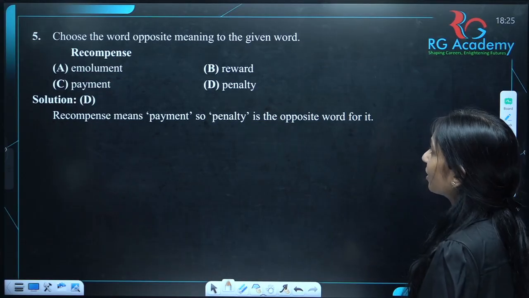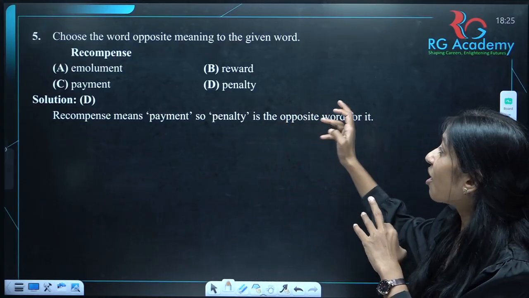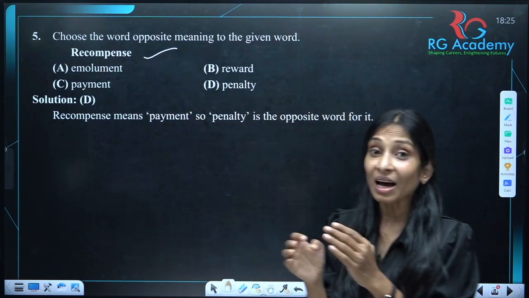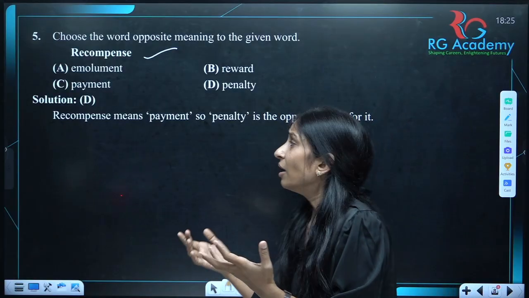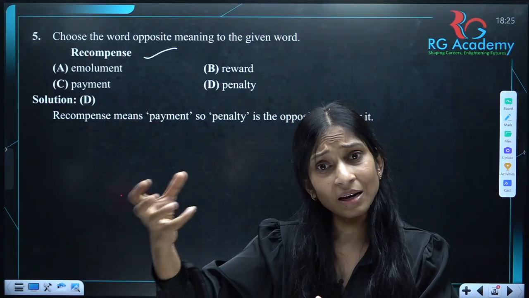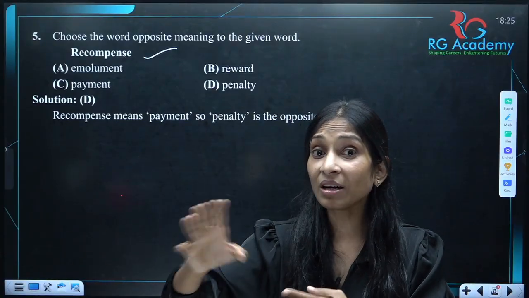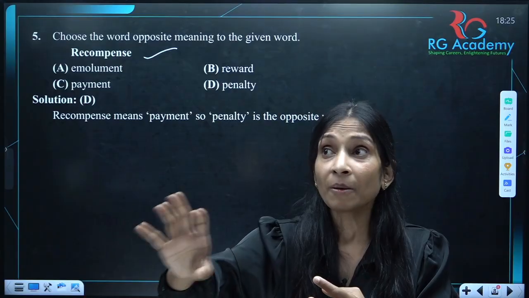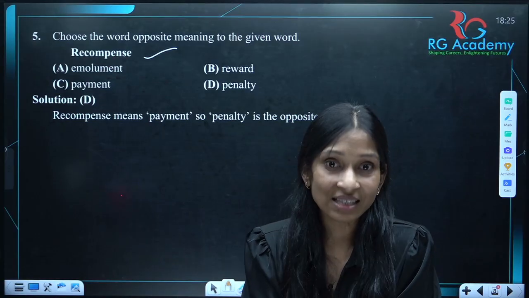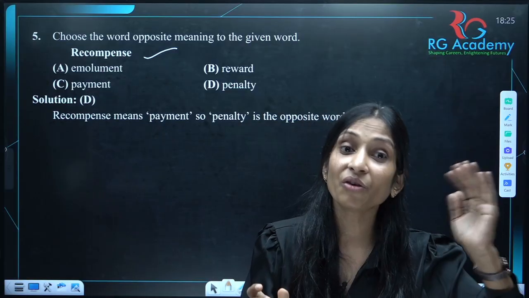Let us see other questions as well. Now here, opposite. Choose the word opposite in meaning to the given word recompense, right? Now we have to see what we mean by recompense. Recompense means giving payment to someone because that person made extra effort for your work, or giving money to someone because that person asks you for something, right? So giving payment is the meaning of the word recompense, right?